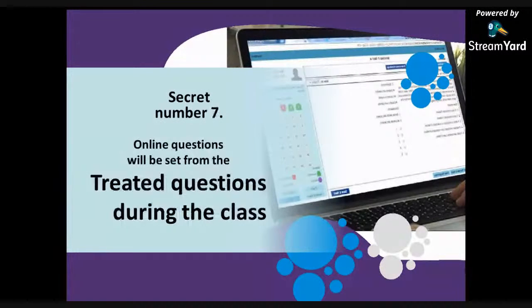So secret number 7, online questions will be set from the treated questions during the class. So you need to know that the treated questions during the class are very, very important. A student may ask a question, and lecturers may also ask questions, just put a question to you. That means you need to be attentive. You go to the lecture not to just fold your hands and listen. You go to the lecture hall with a mind, either online or offline.